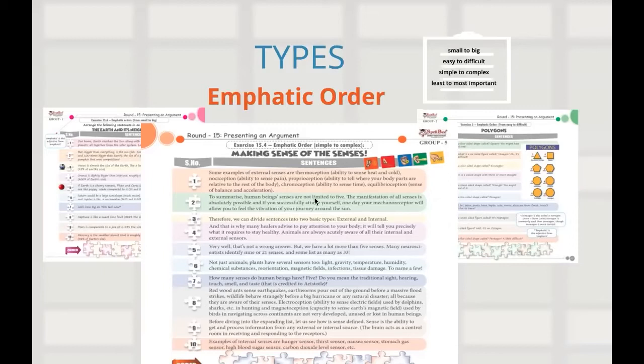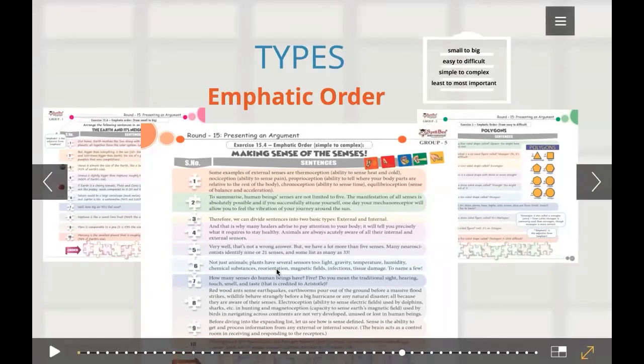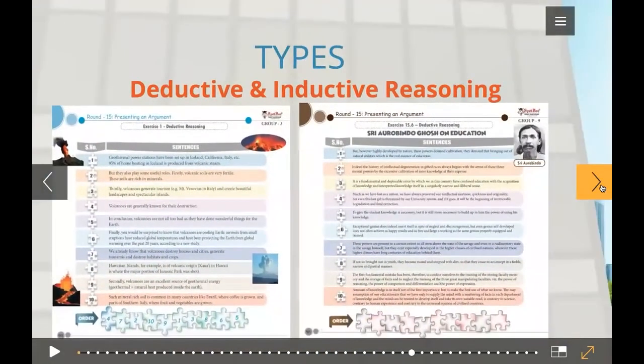And in this exercise, we actually delve deeply into understanding all the senses that we possess. And you can see here in point number 5 that we have more than 5 senses. Many neuroscientists identify 9 or 21, and some even list as many as 33 senses. So what are these different senses that we possess? This is emphatic order from simple to most complex.